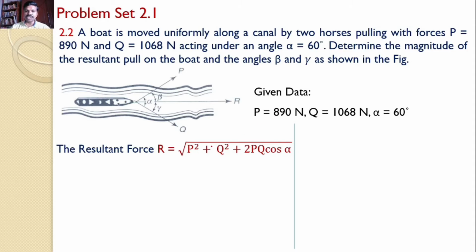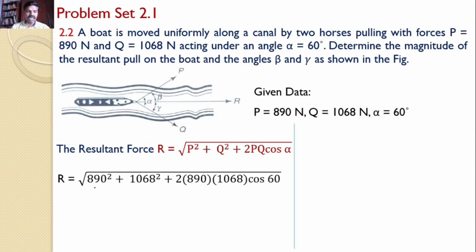Substitute those values. Since P, Q and alpha values are known, just substitute those values into this formula. Then you will get R is equal to square root under 890 square plus 1068 square plus 2 into 890 into 1068 into cos 60. Upon simplifying this, I will get the resultant force as 1698 newtons.